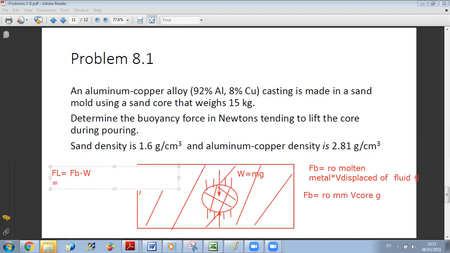If I replace each term by its expression, the buoyancy force is rho of the molten metal times V of the core times g, while the weight is minus m times g, of course. What is m? It's rho times V, but which rho? I want the mass of the core, so I multiply by rho of the core times volume of the core. This is the mass of the core, times g.